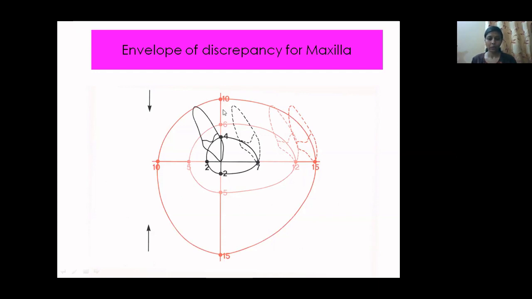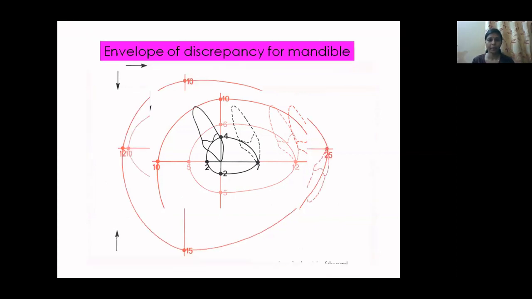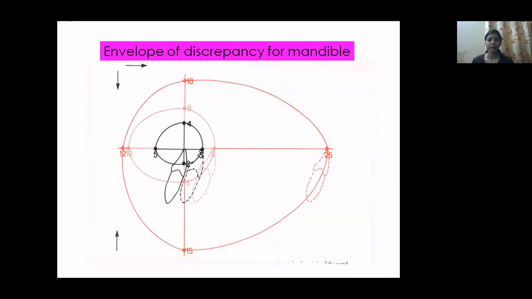So in all three planes of space, that is the anterior-posterior direction, the vertical, and also the transverse direction, it will define how much effect or treatment result we can get. This envelope describes the range of treatment, the correction to be achieved, in the mandibular segment.